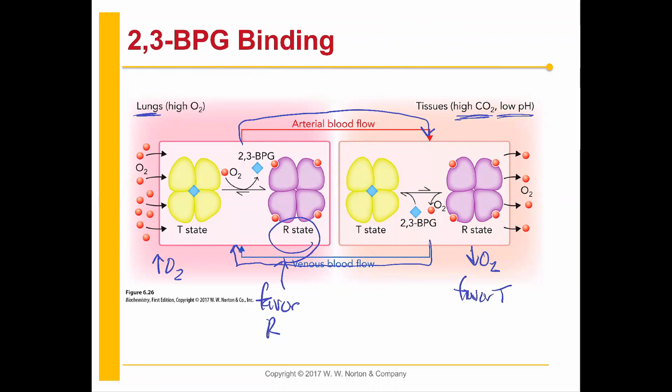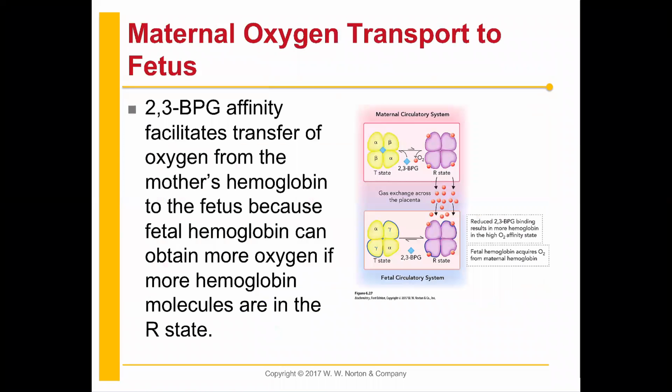And this has a really interesting application when we talk about maternal and fetal blood, right? We all know mom provides oxygenated blood for the baby, but how does that work? It works because fetal hemoglobin is built a little bit differently. In the fetal hemoglobin, our beta subunit is replaced by a gamma subunit. They're very, very similar, except that the subunit has fewer positively charged amino acids. So the 2,3-BPG actually has a lower affinity for the fetal hemoglobin.